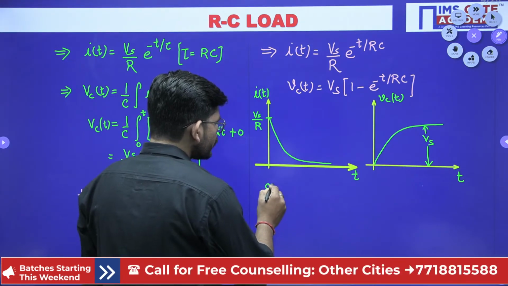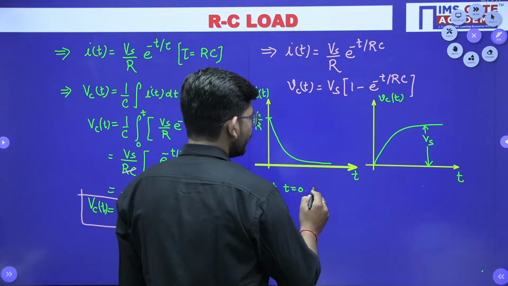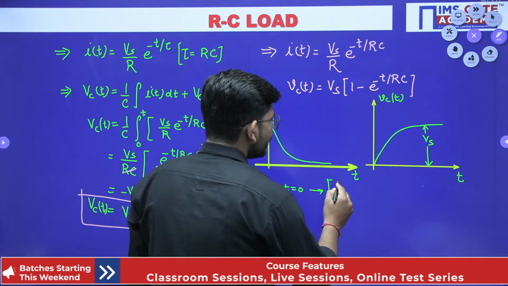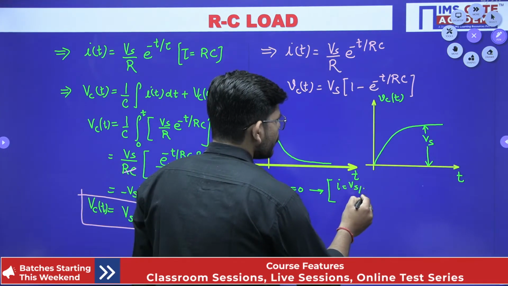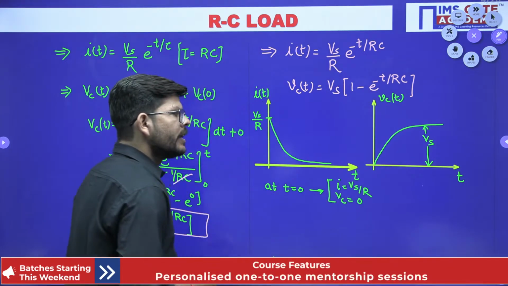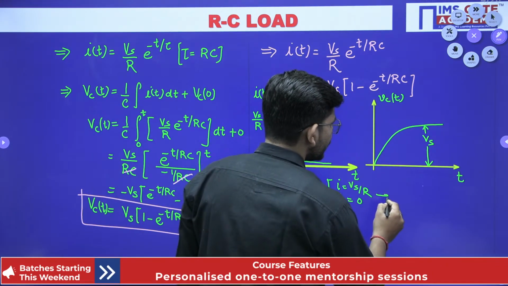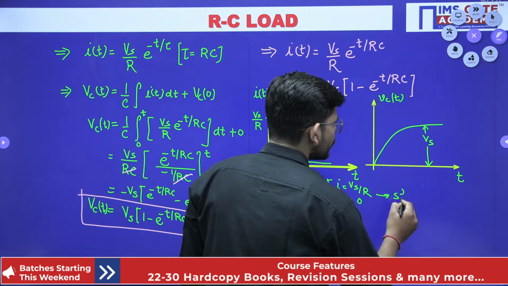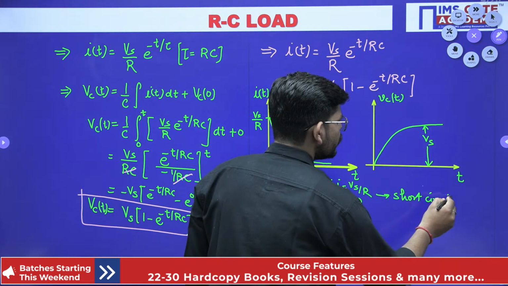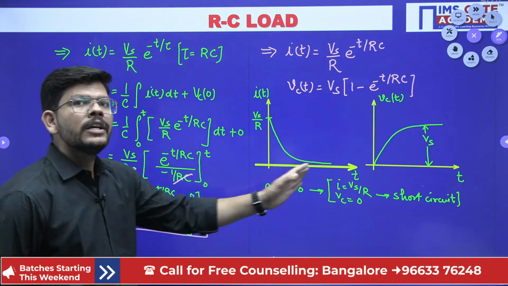Now, have you observed one thing? At t equals to 0, my current is basically Vs over R, and what is my capacitor voltage? This voltage is equal to 0. So the current is maximum and the voltage is 0, which means this is a short circuit condition, isn't it? So initially when the switch is put into the on position at t equals to 0, my capacitor is behaving as a short circuit.